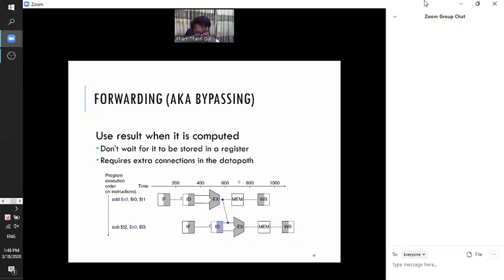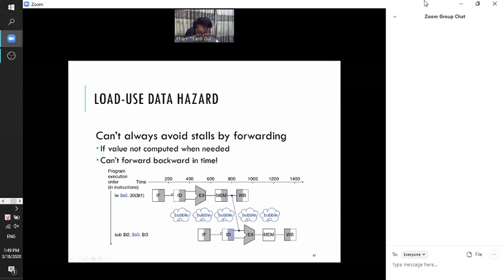So in this case, the result after computing is not waited on to be stored into the register, but it requires a forwarding connection, a data path to send the result to the next instruction. However, the pipeline sometimes is stalled.